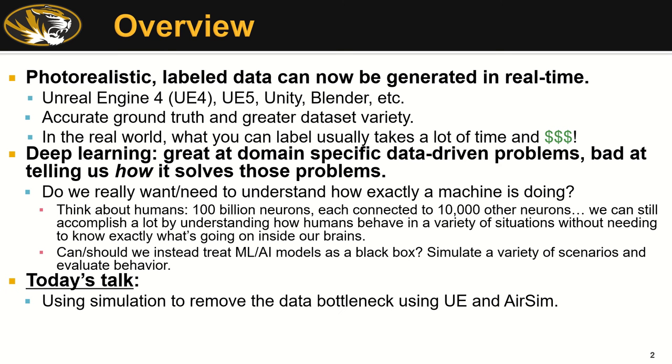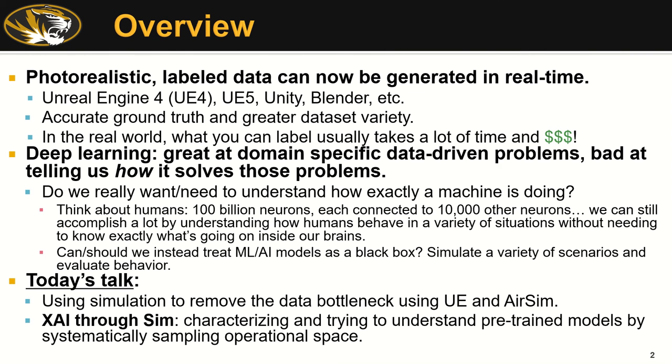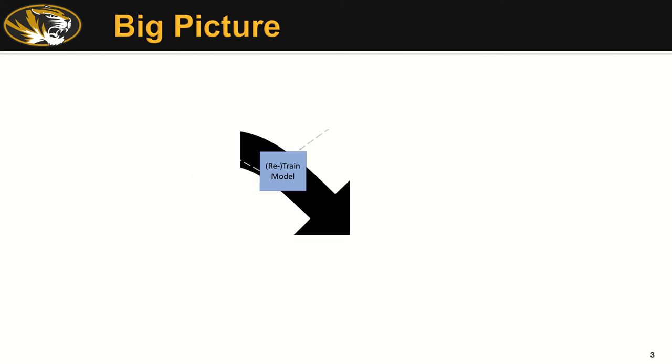So, two big things. We're going to be using simulation to remove the data bottleneck using Unreal Engine and AirSim, and then the big idea is that I'm going to try to do some form of explainable AI through simulation. I'm going to try to characterize one of our pre-existing models for explosive hazard detection by systematically sampling the operational space. But you could do this for your own problem set and do something similar.